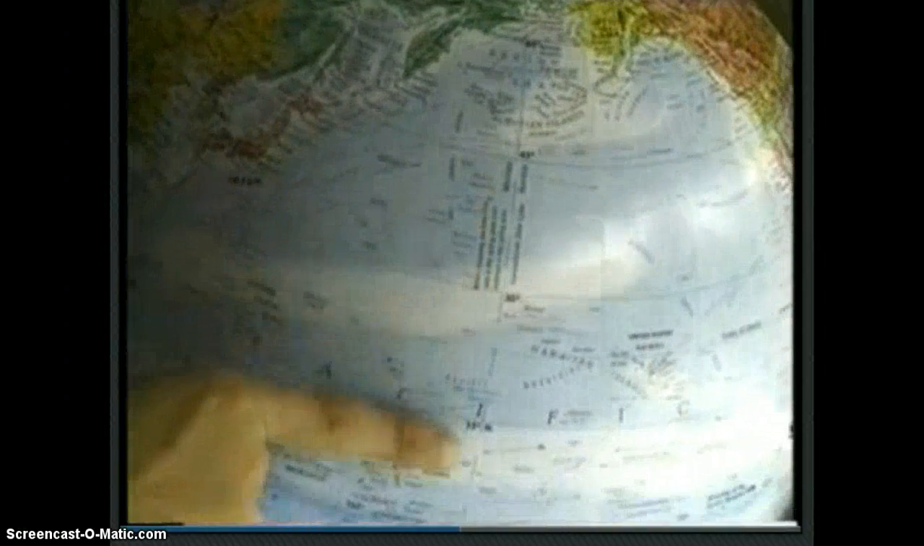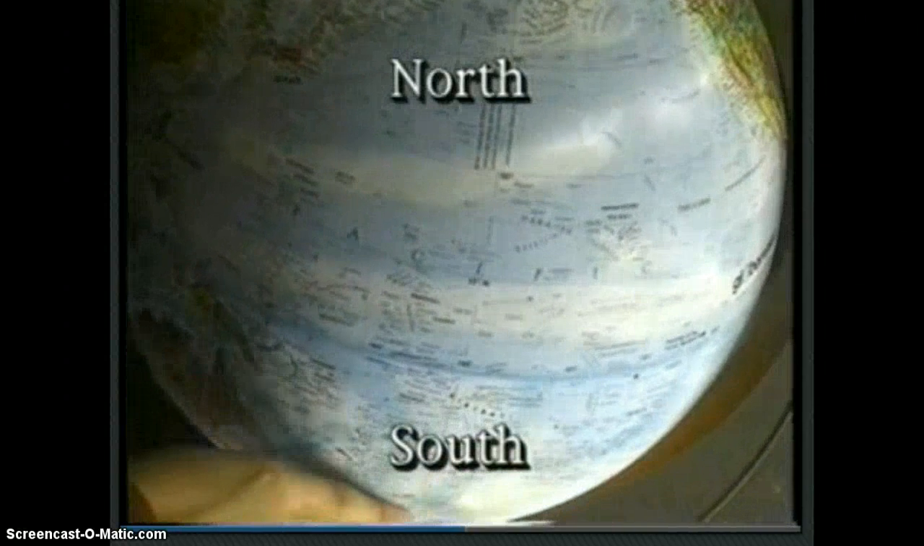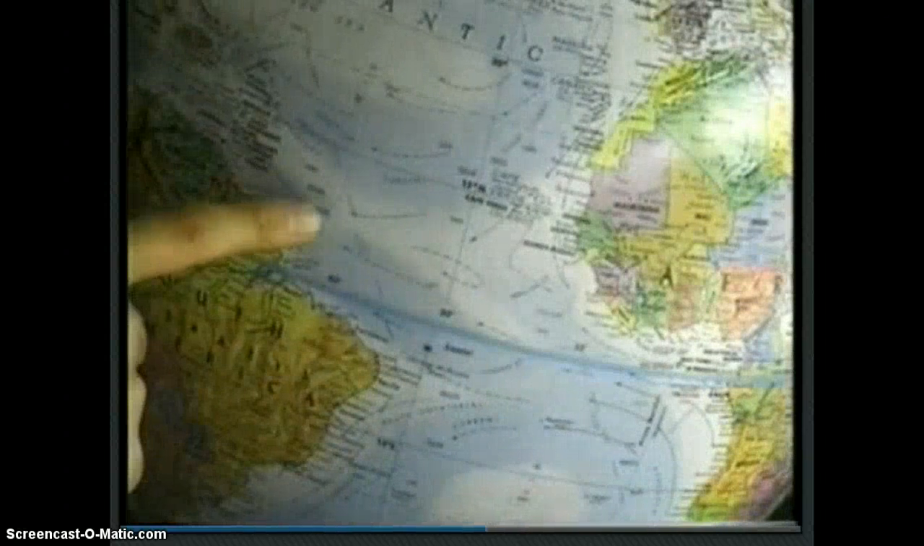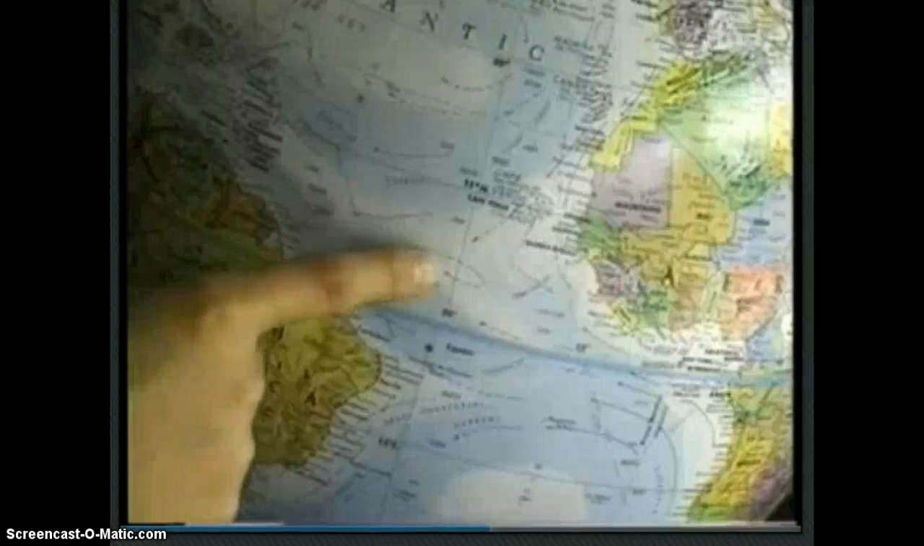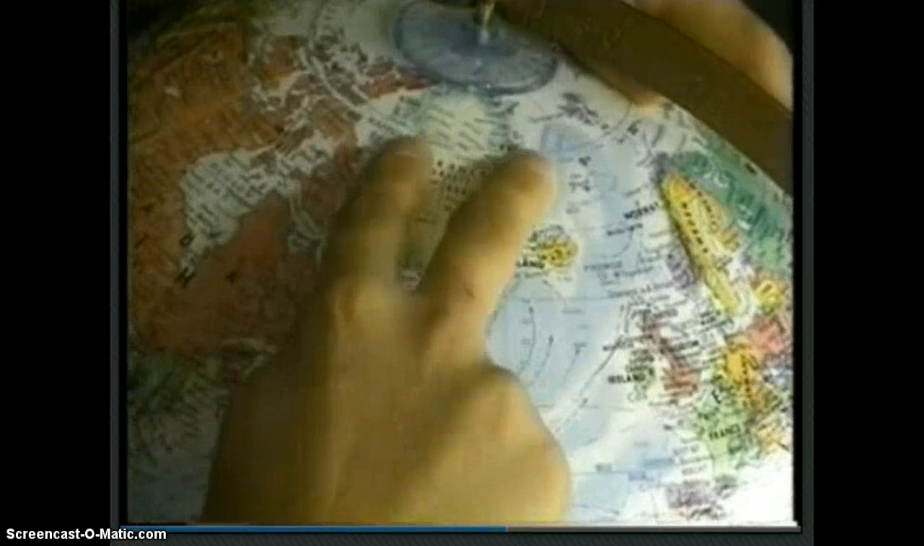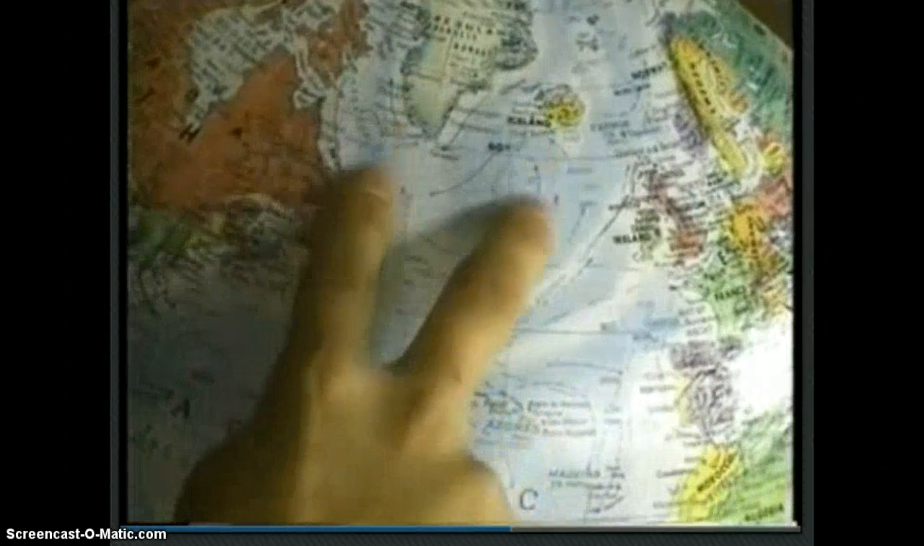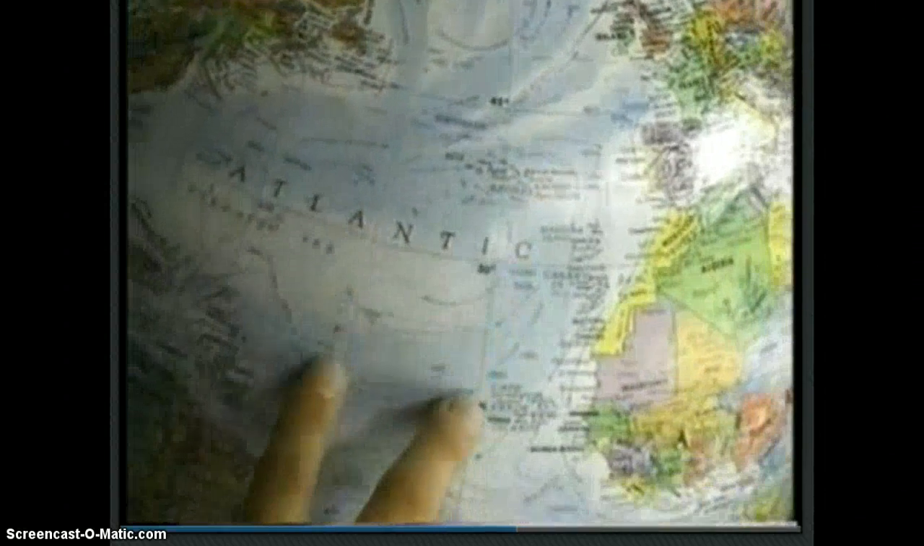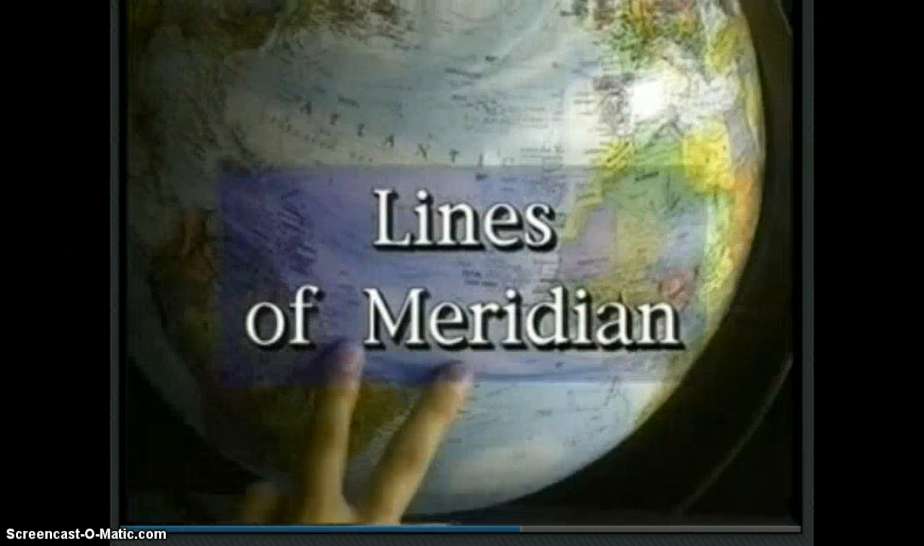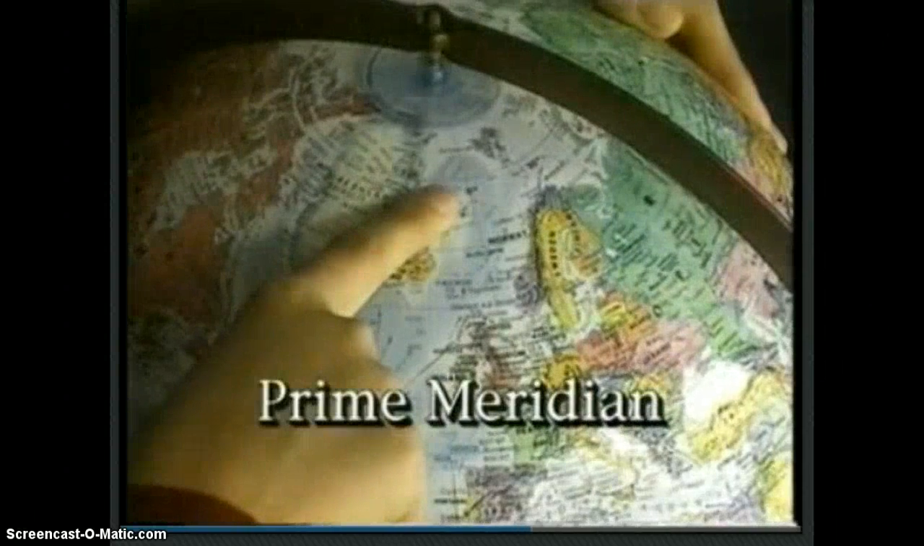The lines of longitude run north and south around the globe, meeting at the North and South Poles. Unlike the lines of latitude you've learned about, the lines of longitude are not evenly spaced apart. At the poles, they come together, and at the equator, they bulge apart. Lines of longitude, or meridians as they are also known, begin at 0 on the prime meridian.